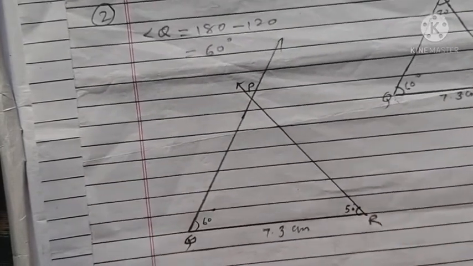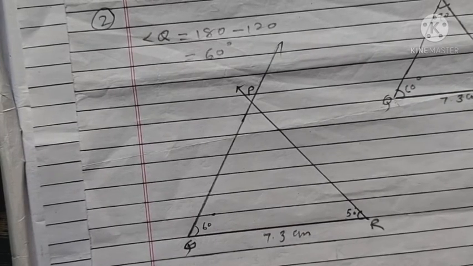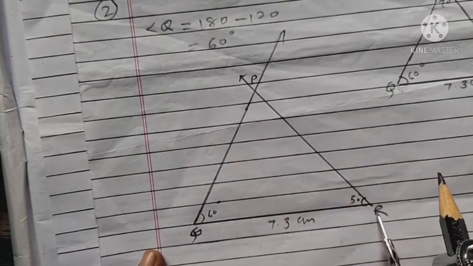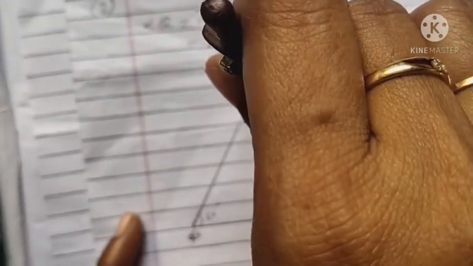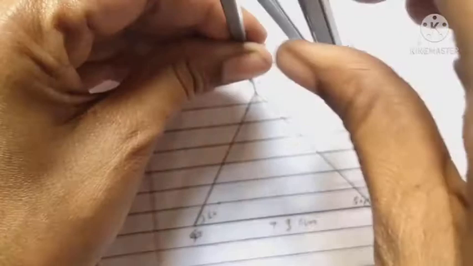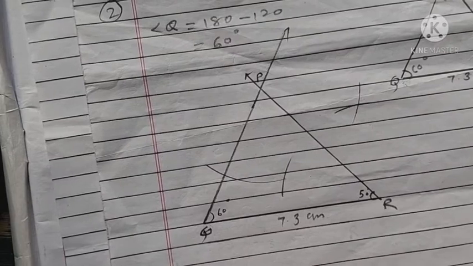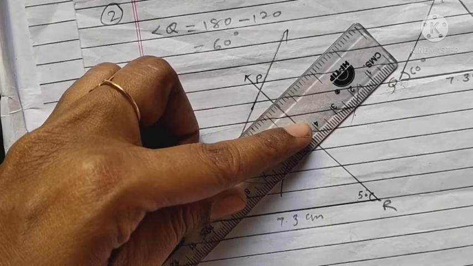Now the first step, the construction of the triangle, is complete. Now we have to construct the circumcircle. To construct the circumcircle, the step is to bisect any two sides of this triangle. So I am going to bisect side PR. First keep the tip of the compass on point P and draw two arcs, front and back. Now keep the tip of the compass on point R and intersect this arc. Now you get the perpendicular bisector of side PR.